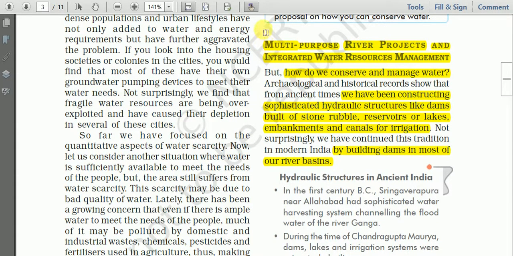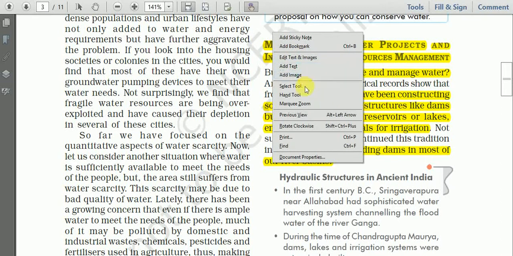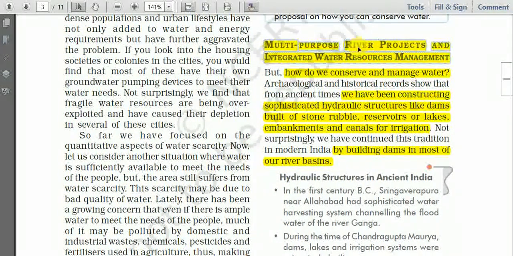So as I told you, we shall start discussion on conservation and management of water resources in India. Multipurpose river projects are one of the most important measures for conserving and managing water resources in India. And in the beginning we find one signpost question here.